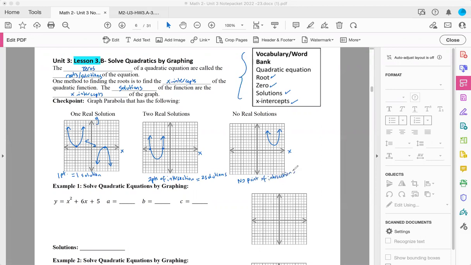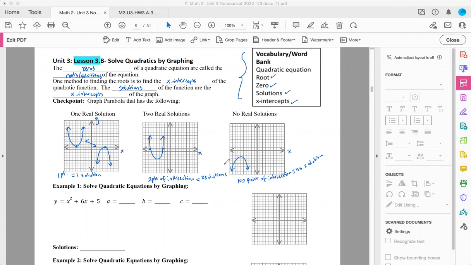That's no solution. Now it could be what I just showed you here. It could also be downward. It could be something like this, as long as it doesn't cut or cross the x-axis. So this is basically what solutions are, right?